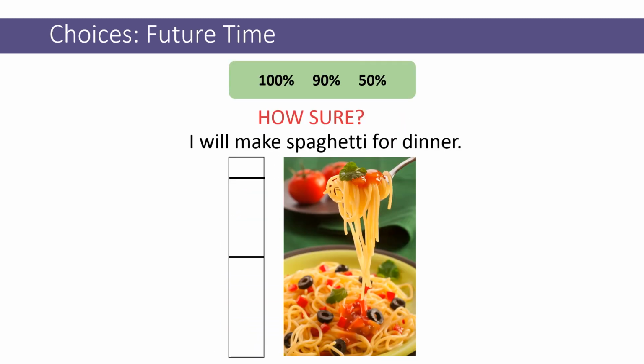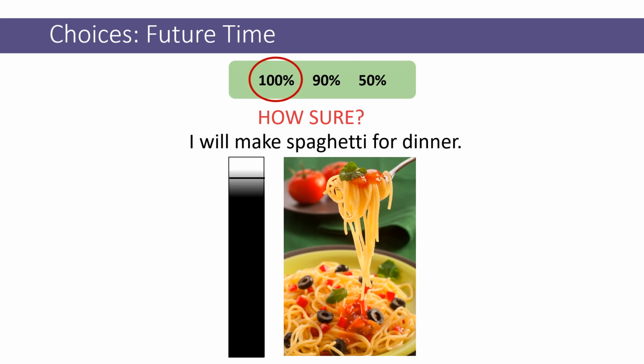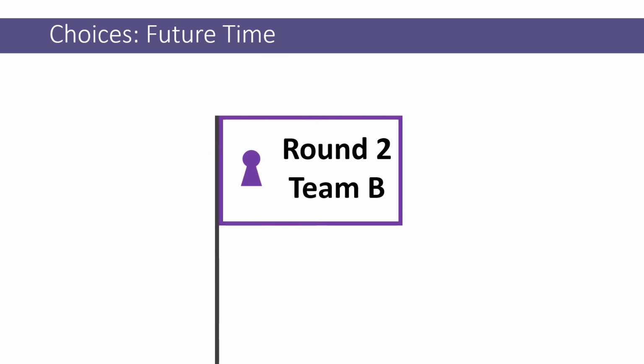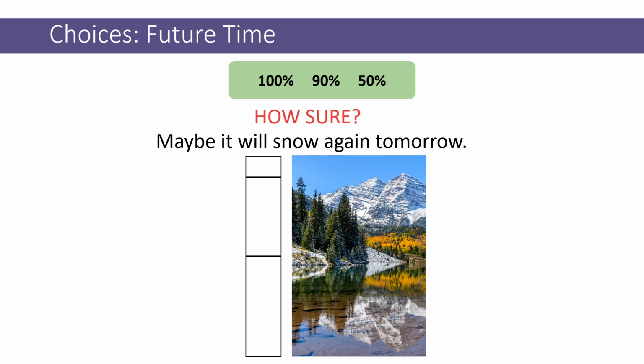I will make spaghetti for dinner. This is just will. So it should be 100%. Maybe it will snow again tomorrow. It should be 50%. Maybe means 50%.